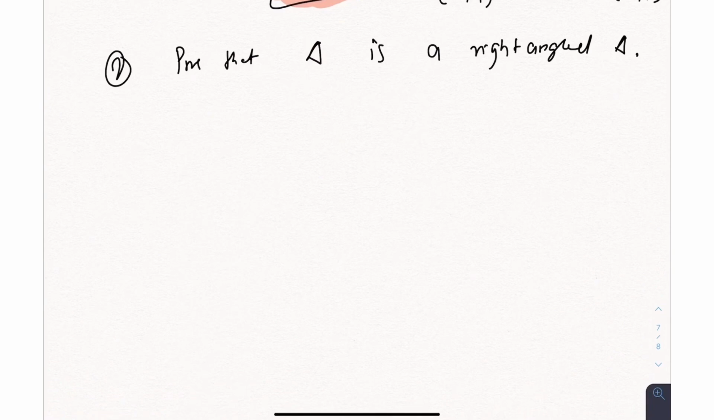The next part is prove the triangle is a right angle triangle. To prove a right angle triangle, you should know the property.